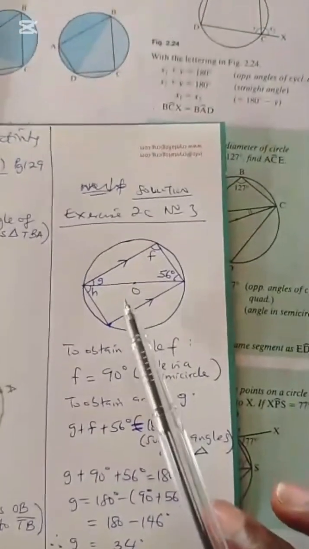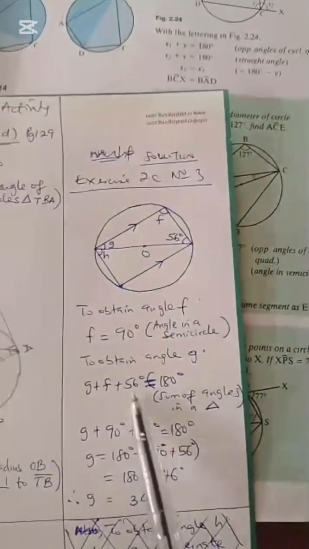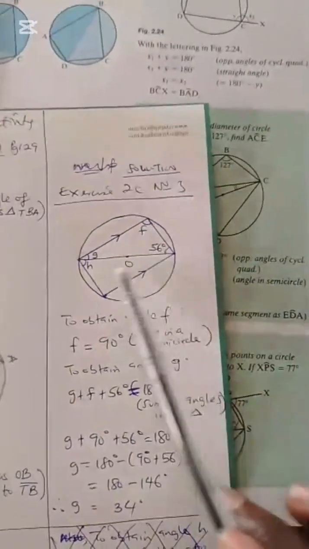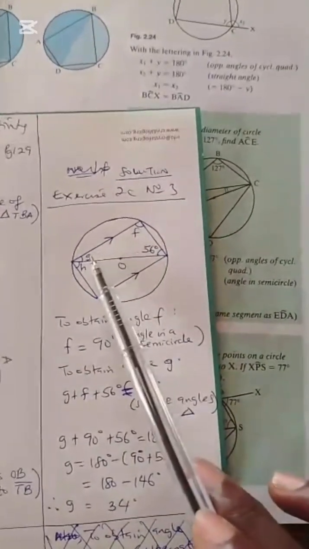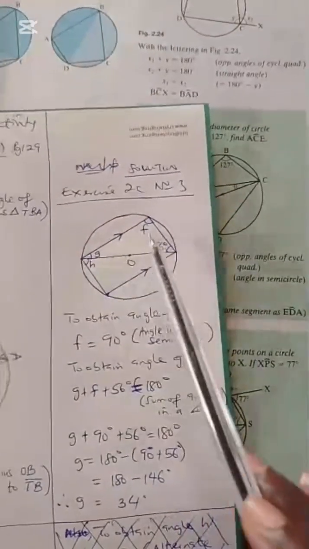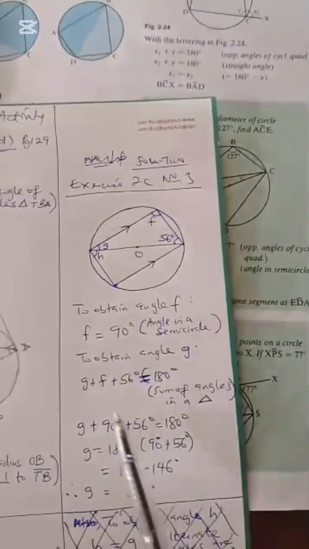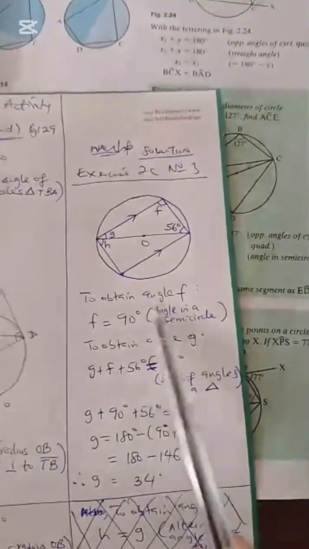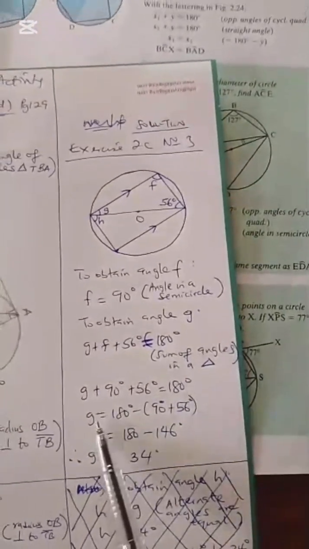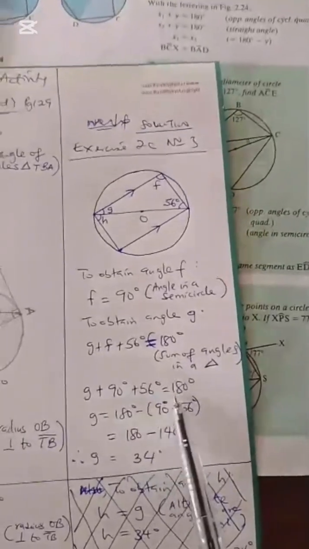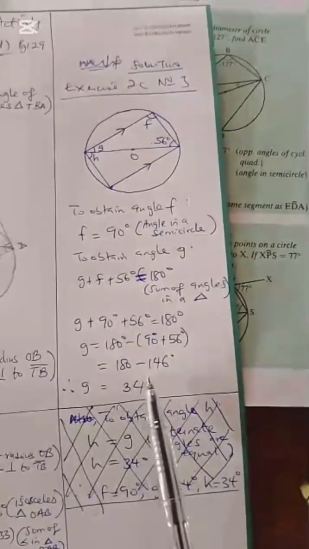We continue now to obtain angle G. Angle G is part of a triangle. You can see a triangle out here. So to obtain angle G, you must know that the sum of angles in a triangle is 180. Remember that from your theorem of triangles. So G plus F plus 56 must equal 180, and then you give your reason: sum of angles in a triangle. We know F is 90 degrees from the first part. So G plus 90 plus 56 equals 180. Collect your like terms. G is equal to 180 minus 90 minus 56, and G gives us 34 degrees. Okay, that should be clear.